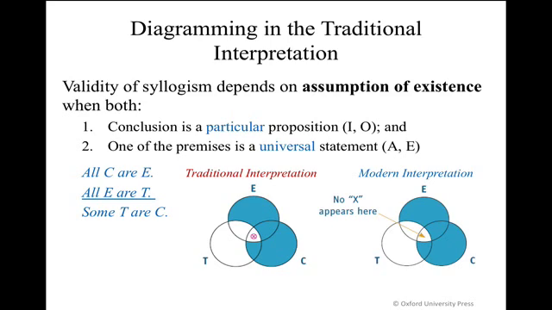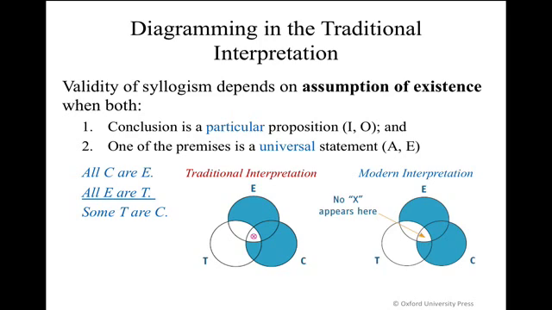Okay, so first, we know that when we have a universal premise and a particular premise, we diagram our universal first. When we don't have a particular premise, but instead have two universal premises, it doesn't matter which we diagram first. So let's go ahead and look at the argument we're given. All C are E, all E are T, therefore some T are C.